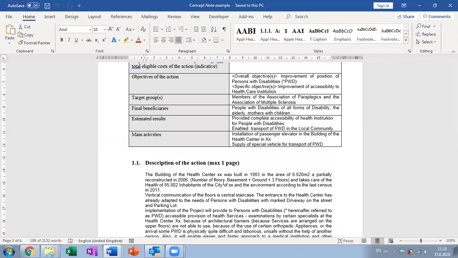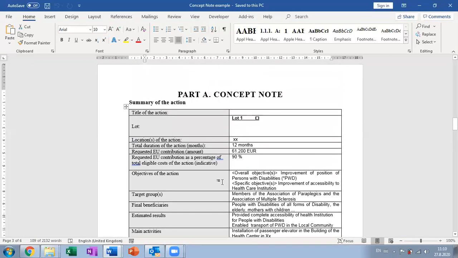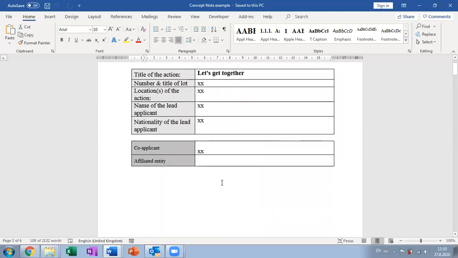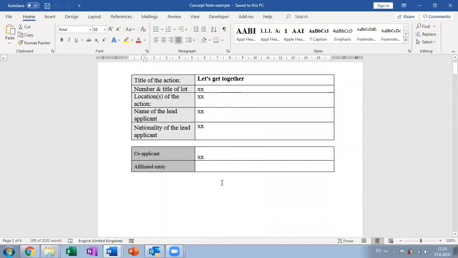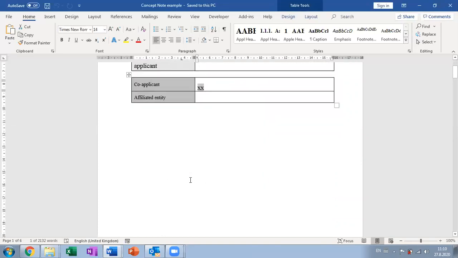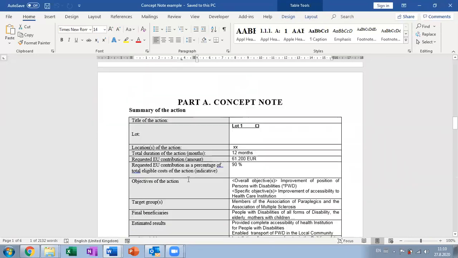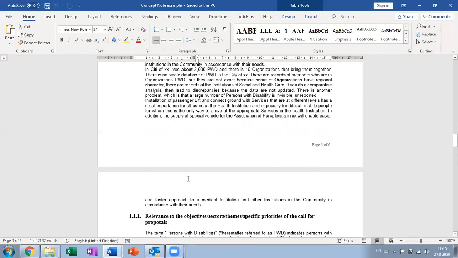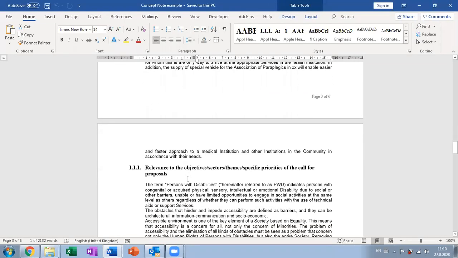Then the intervention is to be done on the healthcare center, as far as we understand, right? Let's go back to the beginning. We are not clear whether there is any co-applicant there, whether this healthcare center is actually a partner under the project, how the access to this healthcare center is going to be ensured. That's also an issue that's not explained.